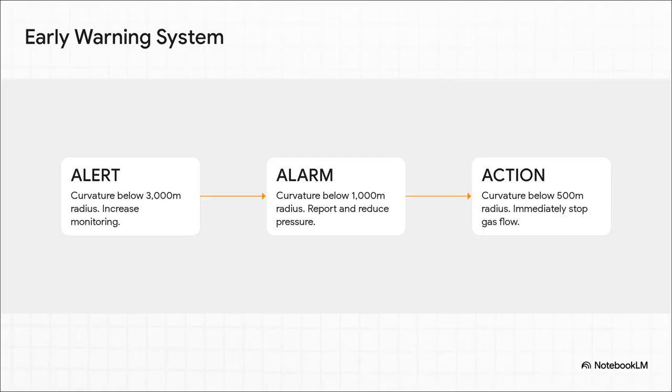And second, they came up with a new early warning system. It's a 3-step process. Step 1 is the alert level. If sensors detect even a little bit of bending in the pipe, you ramp up monitoring. Step 2 is the alarm level. If that bending gets worse, you have to report it to the authorities and, crucially, reduce the pressure in the pipe. And finally, step 3 is action. If the bending hits a critical point, you shut off the gas flow immediately until it's fixed. This is a total game changer.